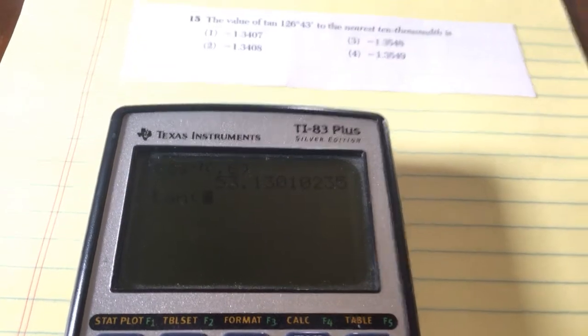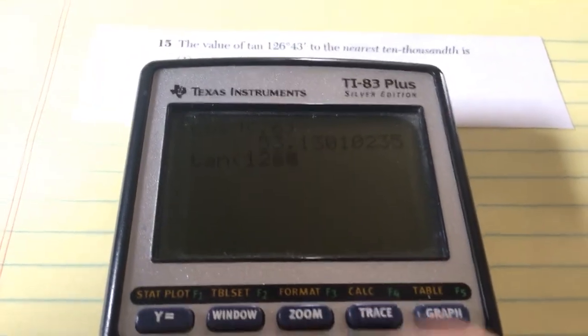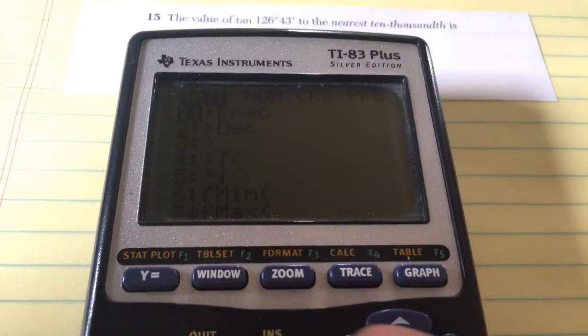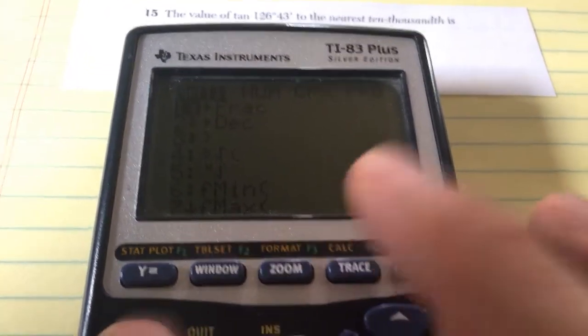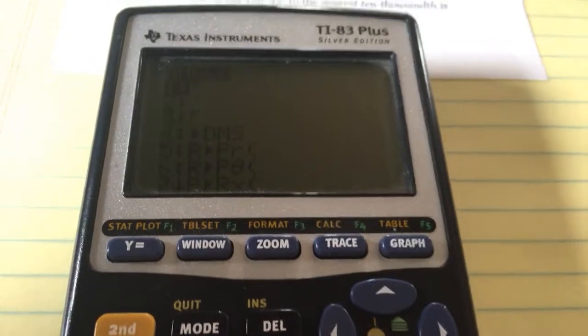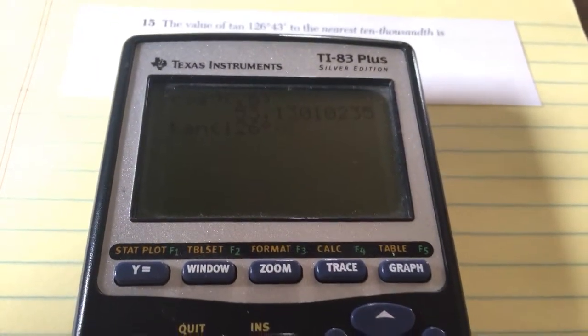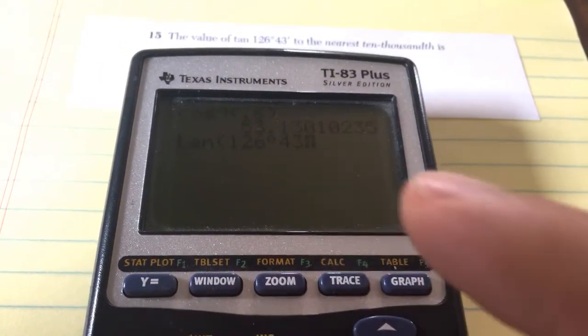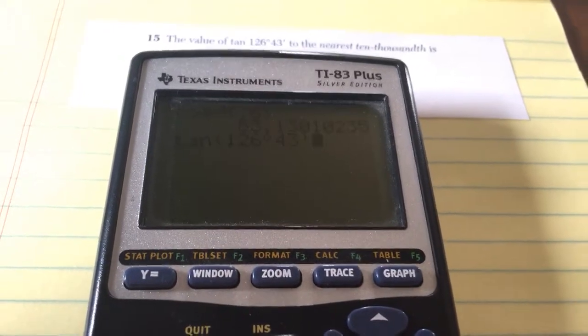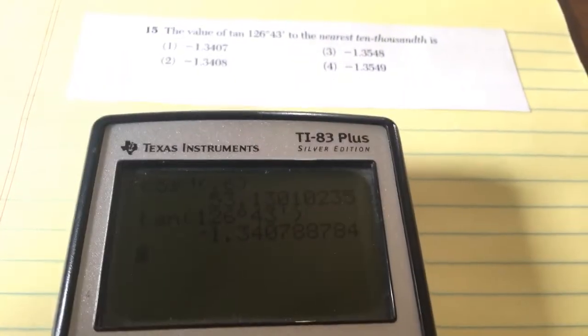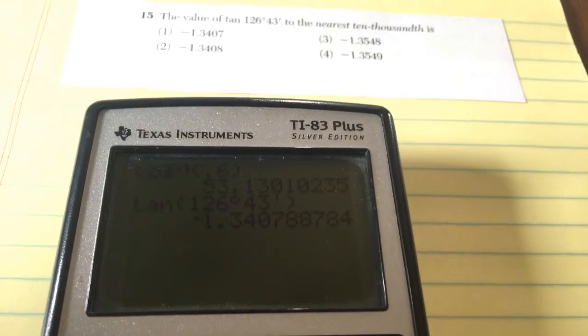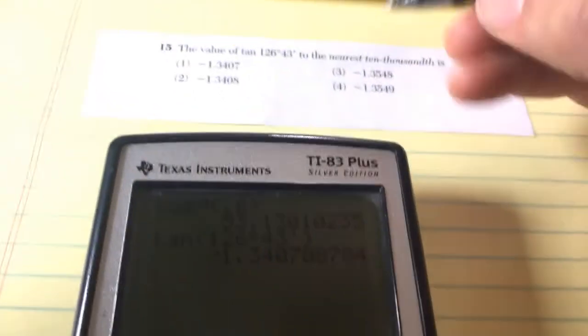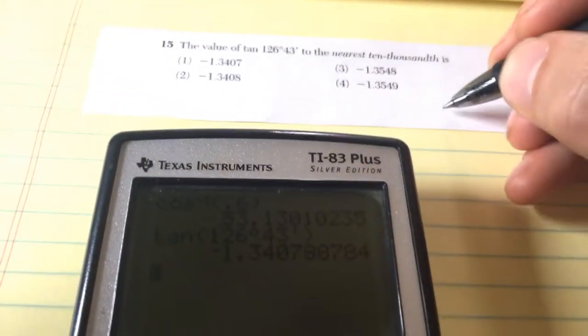For number 15, I'm going to plug this into my calculator. Tangent of 126. You can find the degree symbol in your angle menu. It is the first choice. And then I'm going to do 43 minutes, which is also in your angle menu. I get negative 1.34078. They want this rounded to the nearest 10,000ths.